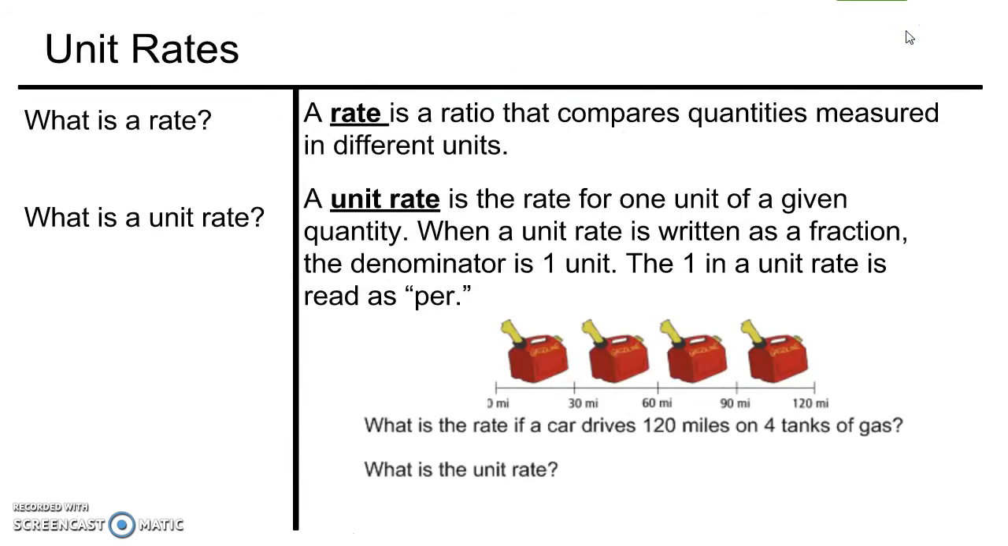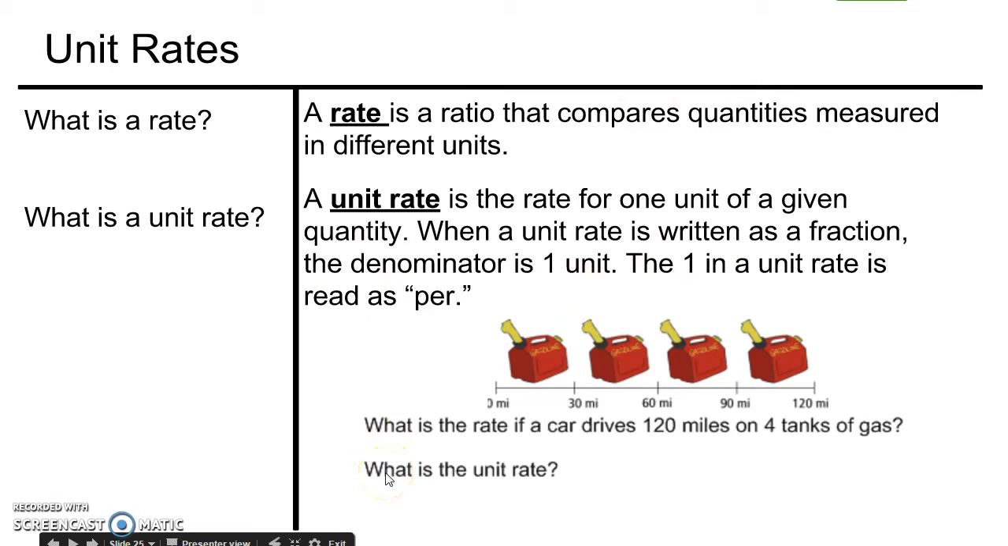All right, next, what is a rate and what is a unit rate? A rate is a ratio that compares quantities measured in different units, and then a unit rate is a rate for 1 unit of a given quantity. It's like per one of something, so like miles per hour or something like that.